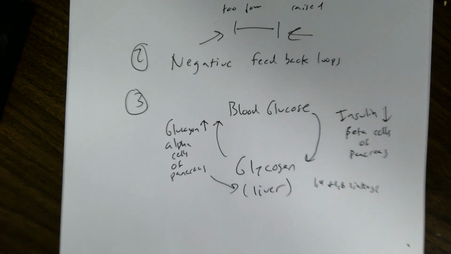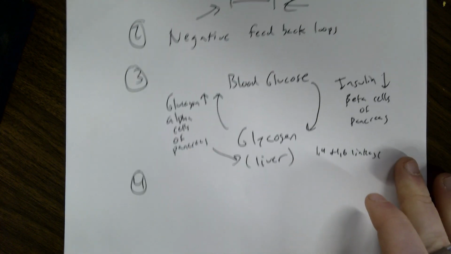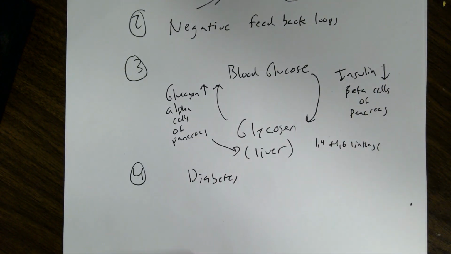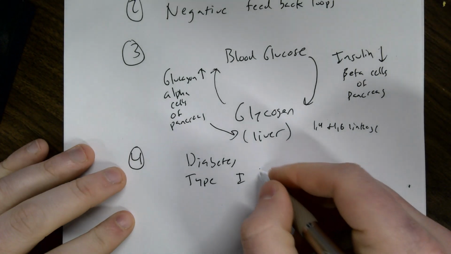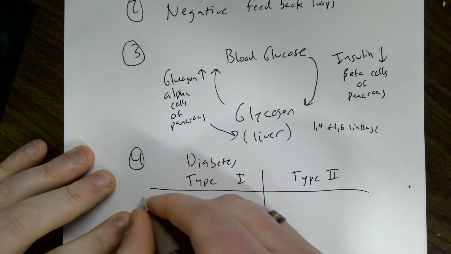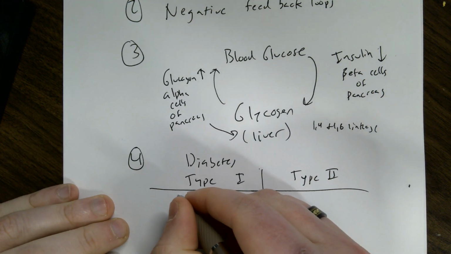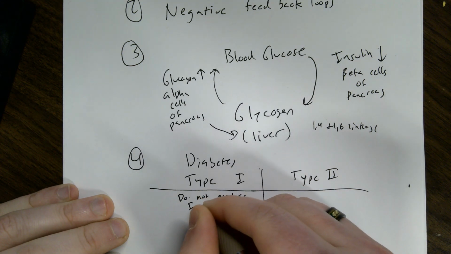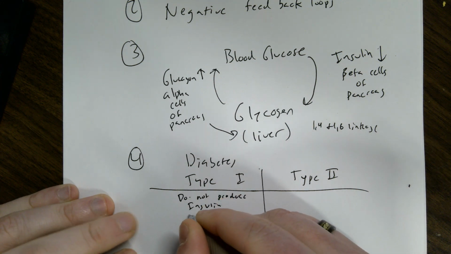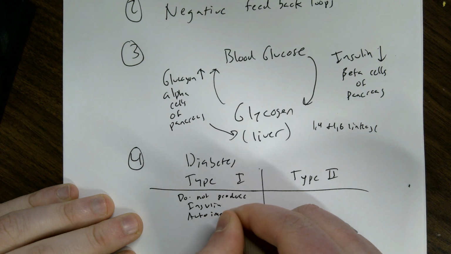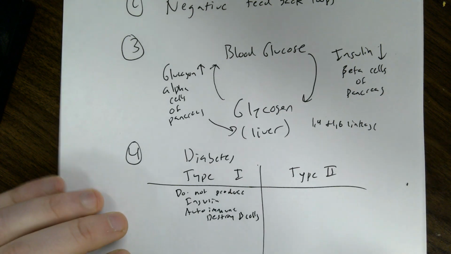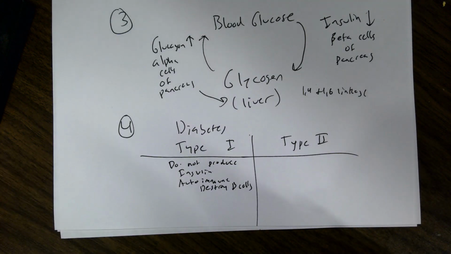Okay, next. What if you don't regulate it correctly? If you don't regulate it correctly, you end up with diabetes. There are two different types of diabetes. Type 1 is when you do not produce insulin. This is an autoimmune disorder where you destroy the beta cells of the pancreas. You can't create any insulin because you don't have any beta cells, because they were destroyed by your immune system.